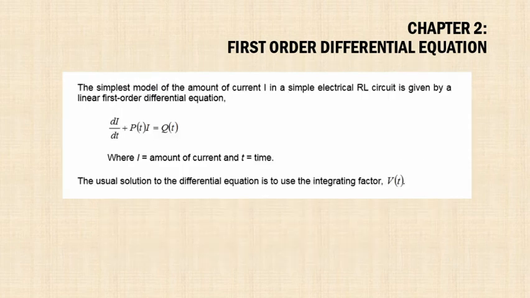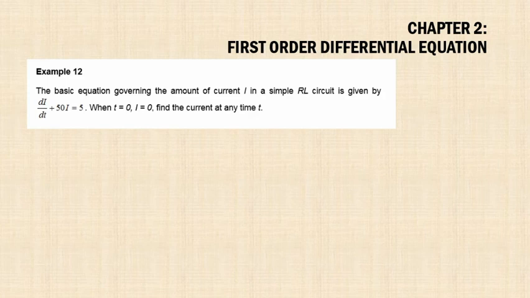Then the simplest model of the amount of current I in a simple electric RL circuit is given by a linear first order differential equation of di over dt plus P of t times I equals Q of t, where I is the amount of current and t is time. The usual solution to the differential equation is to use the integrating factor V of t.